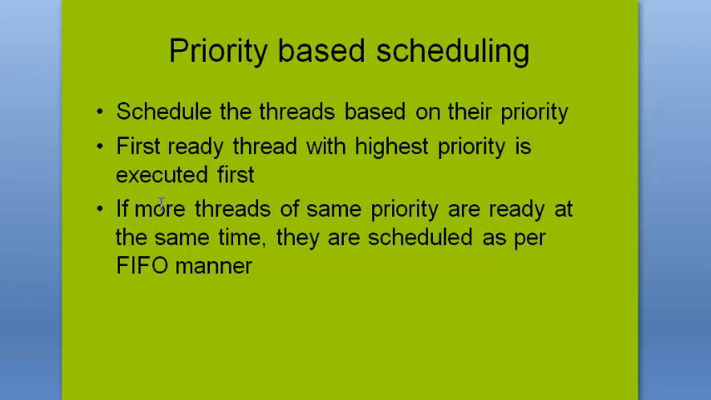Priority-based scheduling. Schedule the threads based on priority. The tasks in ready state with higher priority can run first. The first ready thread with the highest priority is executed first. If more threads of the same priority are ready at the same time, they are scheduled in first in, first out manner. So if there are, let us say, 5 threads of the same priority level, let us say 1, then the first thread which was ready will be run first, then the second, like that, in first in, first out manner.